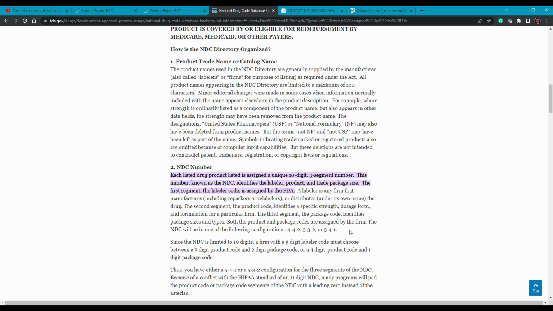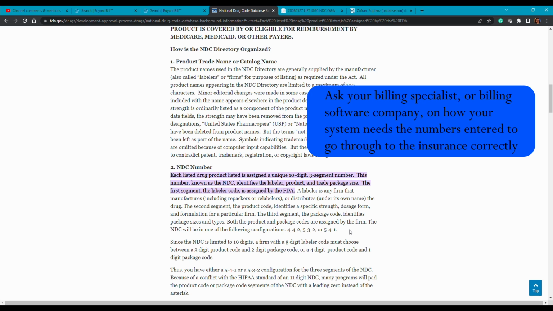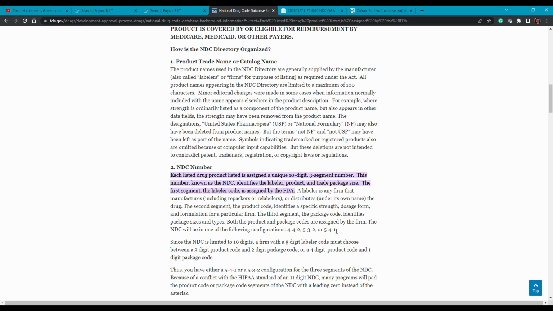So a lot of times, your billing company will guide you and give you information on how to make it 11 digits. And a lot of times it's by using a 0 in one of the segments that is less than it should be. So if this was a 3-4-2 segment number, then you would add the leading 0 in the first number to make it 5 digits. So it's just one of those things that you need to follow the instructions that you need to make it so it will go through.